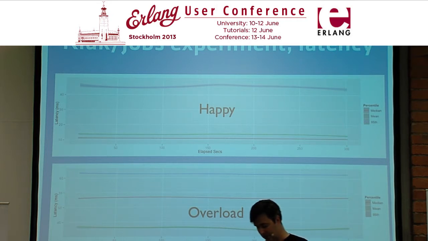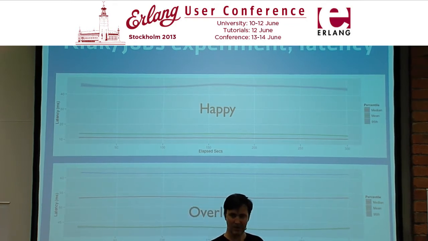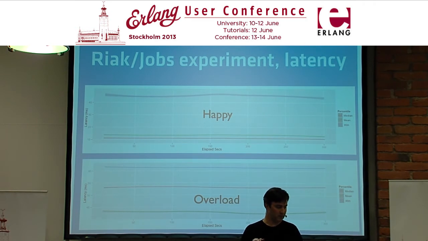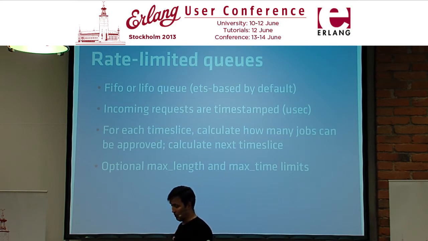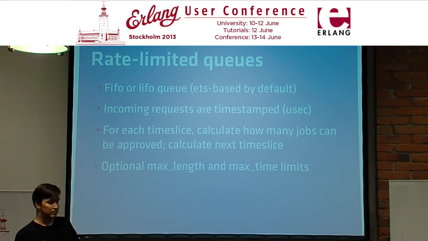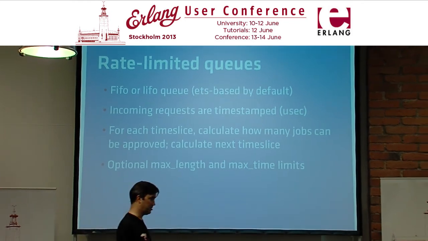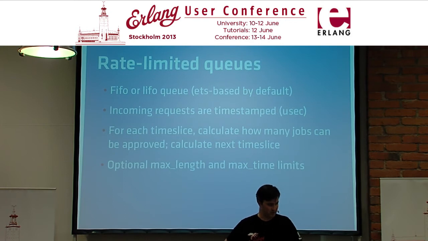So I thought, previously when I've talked about jobs, I've talked about the principles mainly, what it was designed for. This time I thought I'd give you some examples and a little bit more concrete information about how to use it. So one way to create a queue is to have a rate-limited queue. You can specify whether it's FIFO or LIFO. FIFO is the most common. It's also the default.